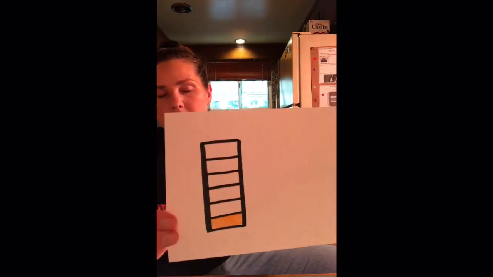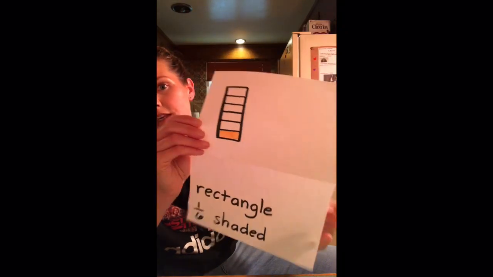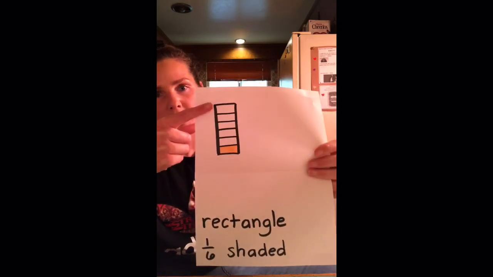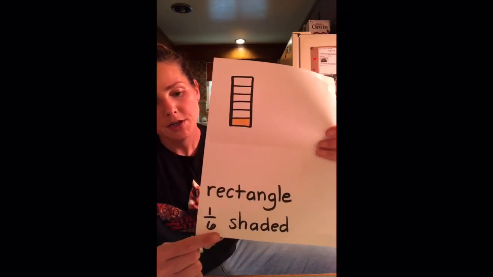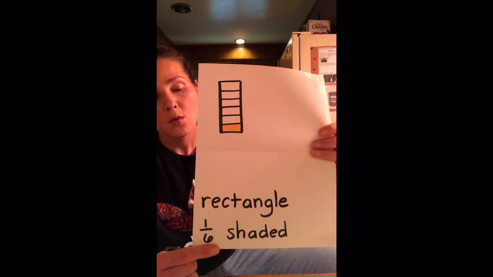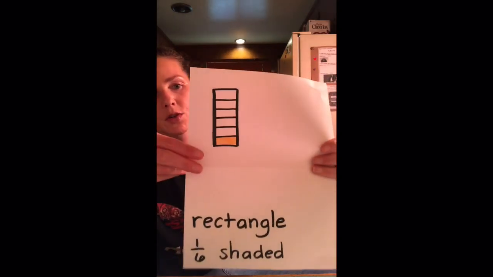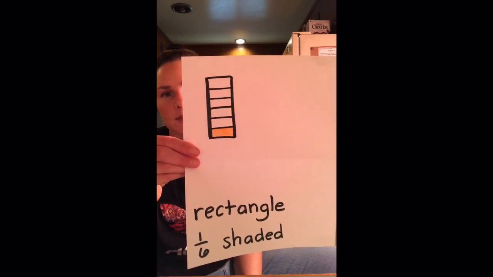Here is your next shape. And that shape is a rectangle. And it has been divided up into 6 parts. 1, 2, 3, 4, 5, 6. So your denominator is going to be the number 6. Only one of those pieces has been shaded in, so your numerator is 1. And so you can read the fraction as 1/6.